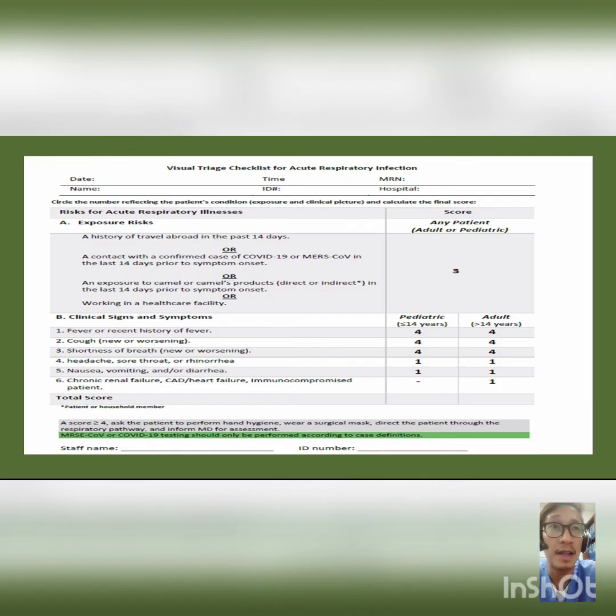So this is the visual triage checklist for acute respiratory infection. This is what we are using now in the hospital. So if you score the patient 4, you need to ask the patient to perform hand hygiene, wear a surgical mask, although universal masking is applied, direct the patient through the respiratory pathway, and inform the doctor for assessment. MERS-CoV or COVID-19 testing should only be performed according to the case definition.